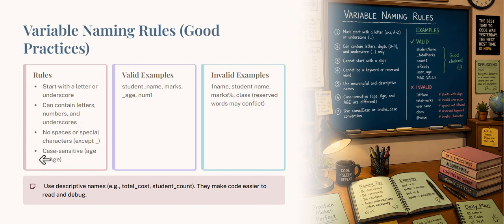Variable names are case sensitive: age is not equal to Age. Here you can see this age is in lowercase and this A is capital, so this age and this Age are not the same. If all of these are in lowercase, all of these should also be in lowercase, otherwise these both are not the same. Here are some valid examples like student_name, marks_age, num1. These are valid examples, but these others are not valid as variable names.